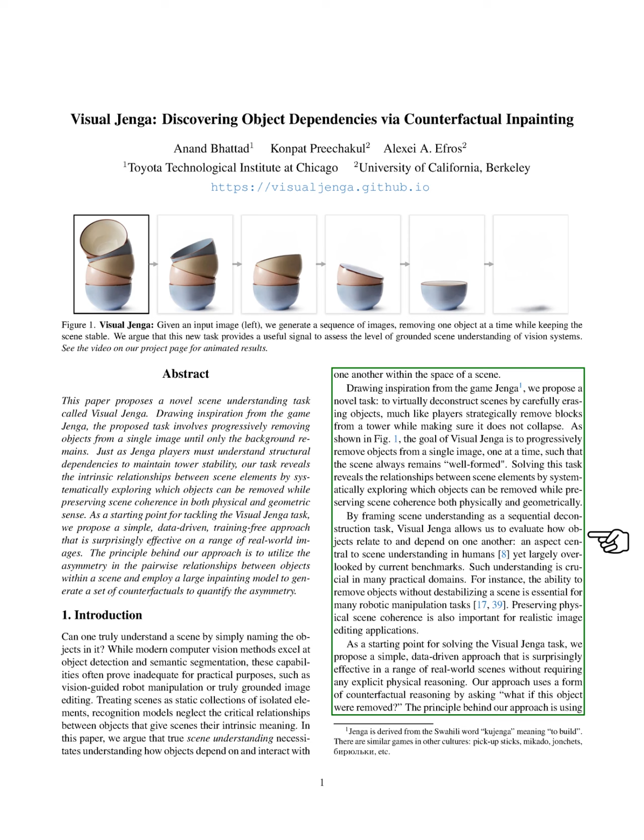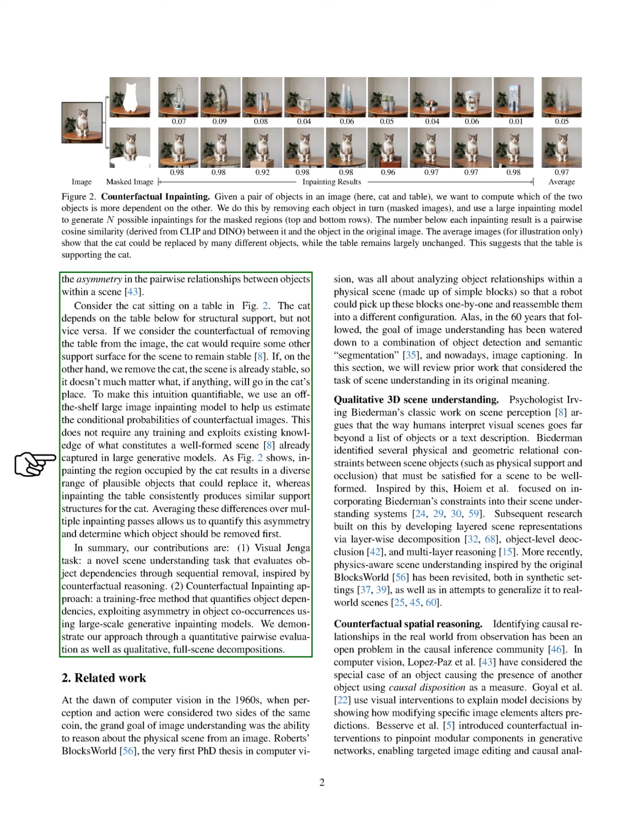To tackle the Visual Jenga task, we propose a straightforward, data-driven method that effectively addresses real-world scenes without needing explicit physical reasoning. Our approach employs counterfactual reasoning by asking, what if this object were removed? We focus on the asymmetry in relationships between objects. For instance, a cat on a table relies on the table for support, but the table does not depend on the cat. If we remove the table, the cat needs another support surface to keep the scene stable. Conversely, removing the cat does not destabilize the scene.